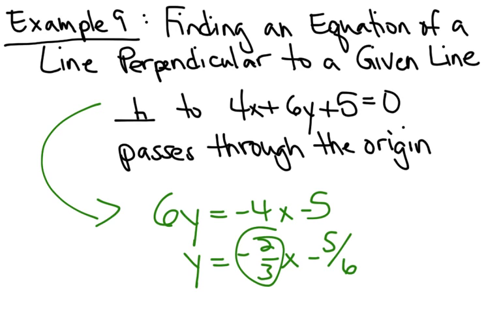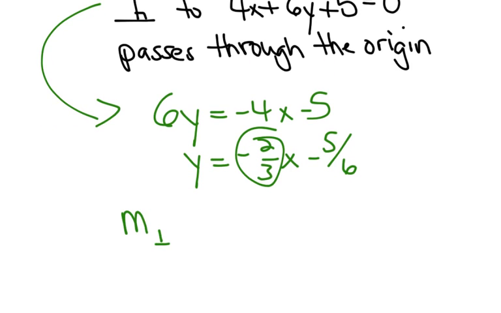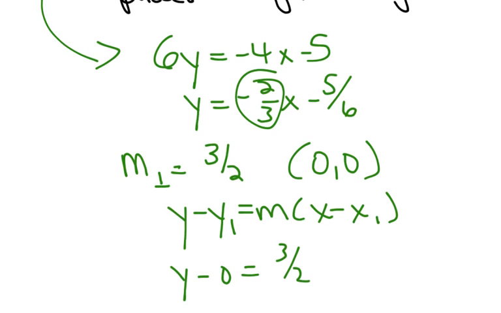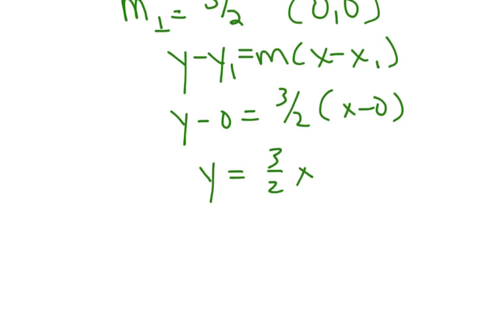It's just this time, if my new line is perpendicular to the old line, that means the slope of my new line is the opposite reciprocal. And then it passes through the origin, which means it passes through 0, 0. So let's start by using point-slope form. So in point-slope form, the equation is y minus 0 is equal to 3/2 x minus 0. Well, that's pretty easy to simplify and put in slope-intercept form because it's going to be y is equal to 3/2 x.